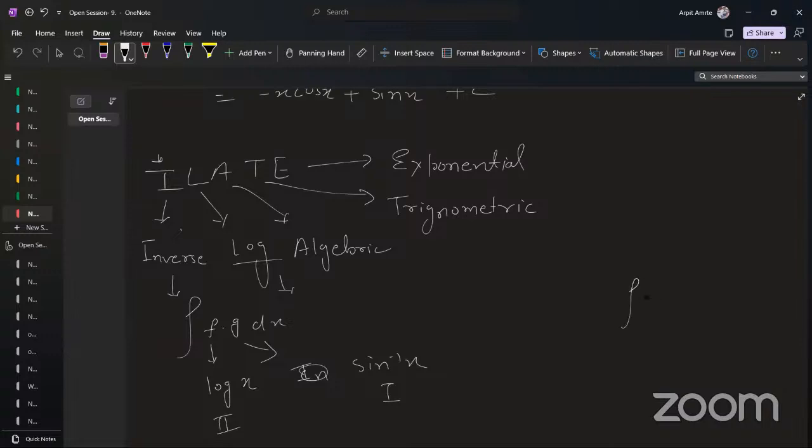Okay, now if we have this kind of thing, x into e raised to the power x dx, then which one will be my first function? Just see. Firstly we have algebraic, then we have exponential. So we will choose the first function as the algebraic function, because this is an algebraic function. Algebraic function means polynomial kind of. Then we will choose the exponential function. So this will become my second function.